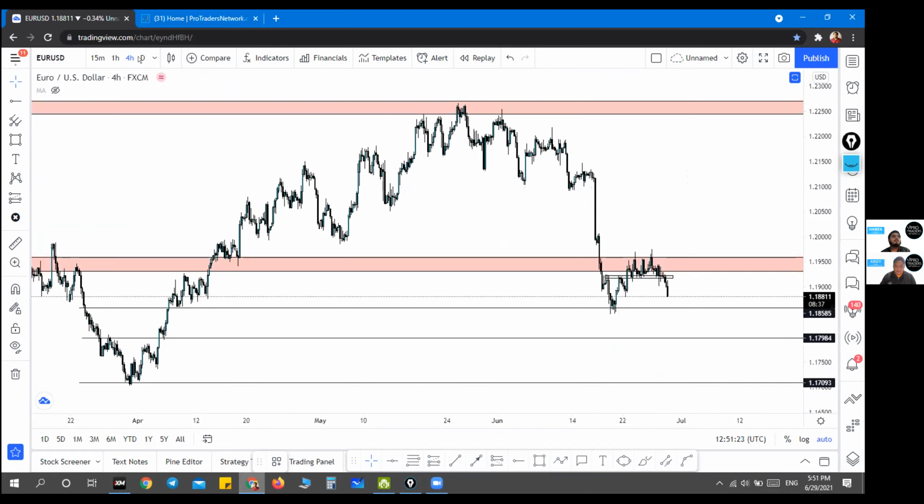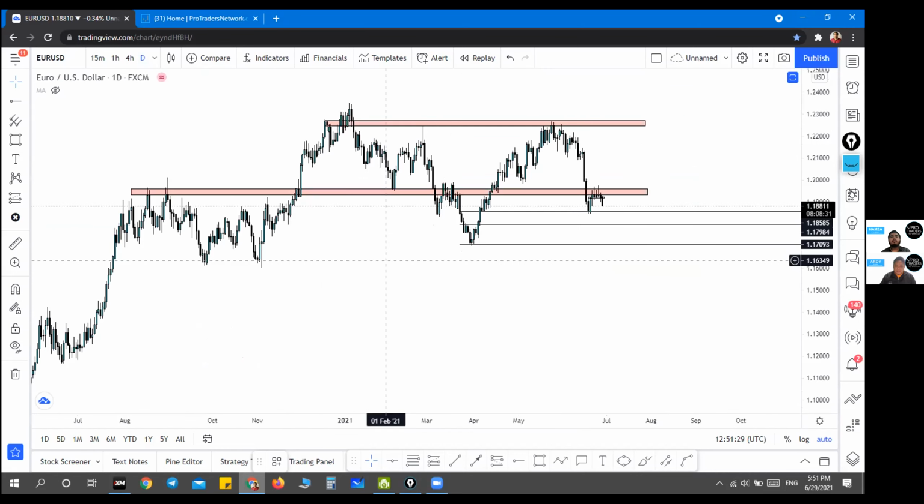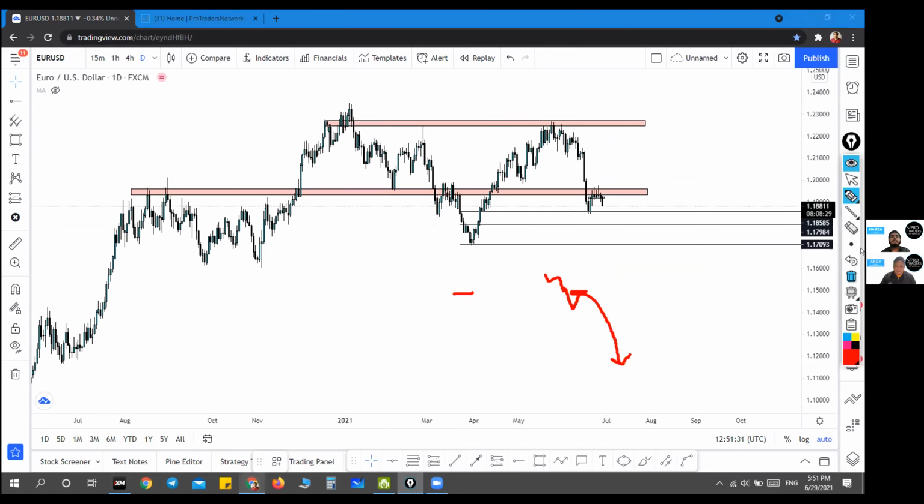So this is the 4-hour chart of the euro, and let me show you the daily perspective. As we can see, the market was going to the upside, but here it just made a double top or maybe a triple top right there, and then came below after rejecting this zone. It just fell hard from this zone.